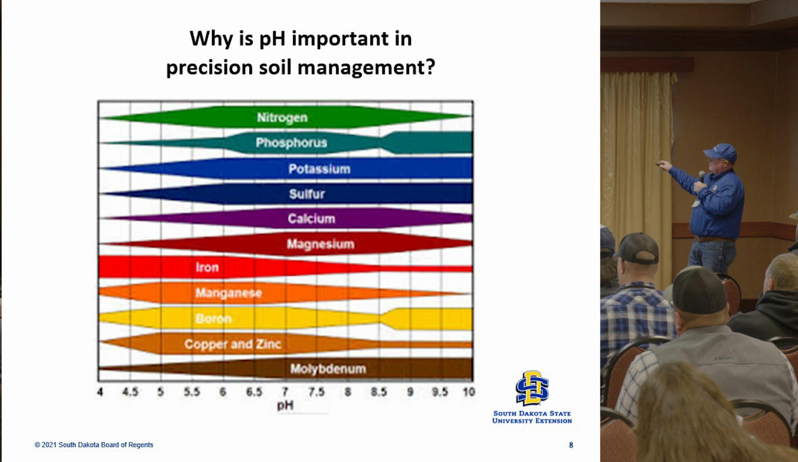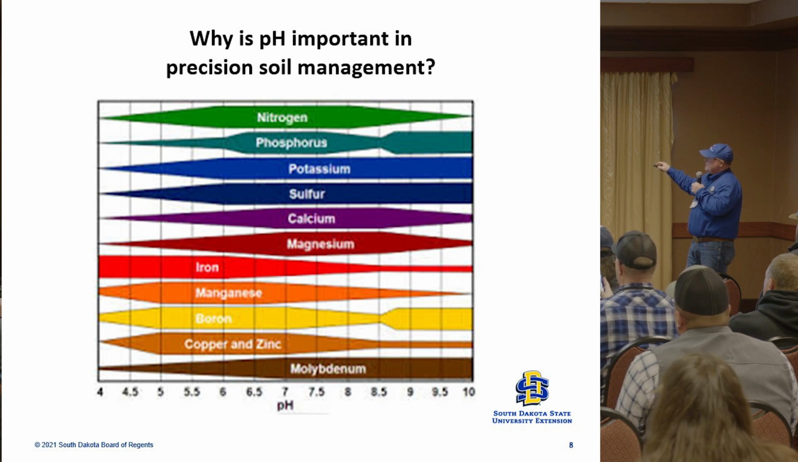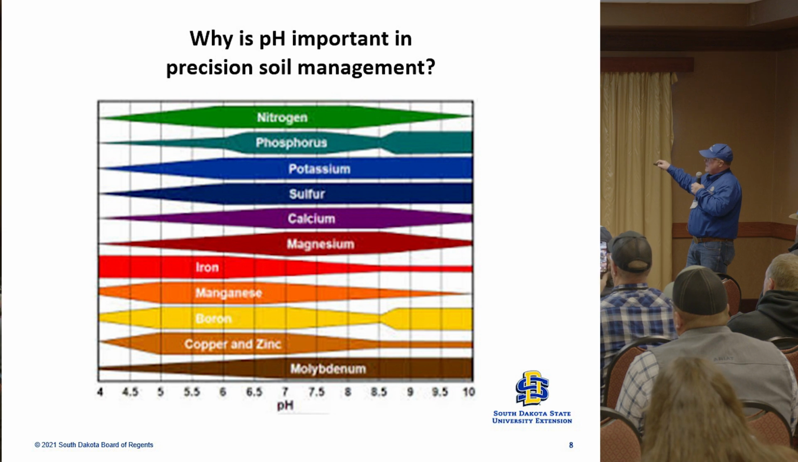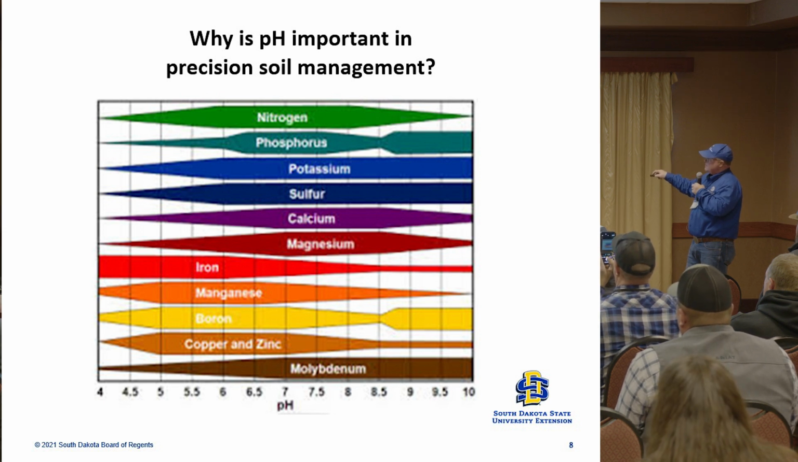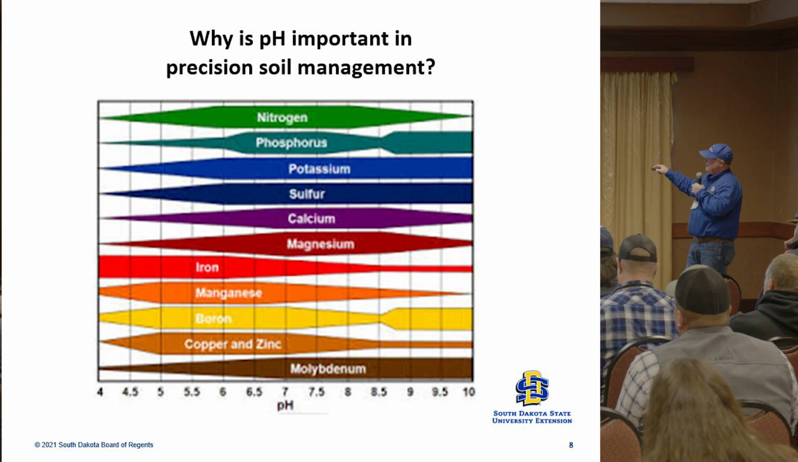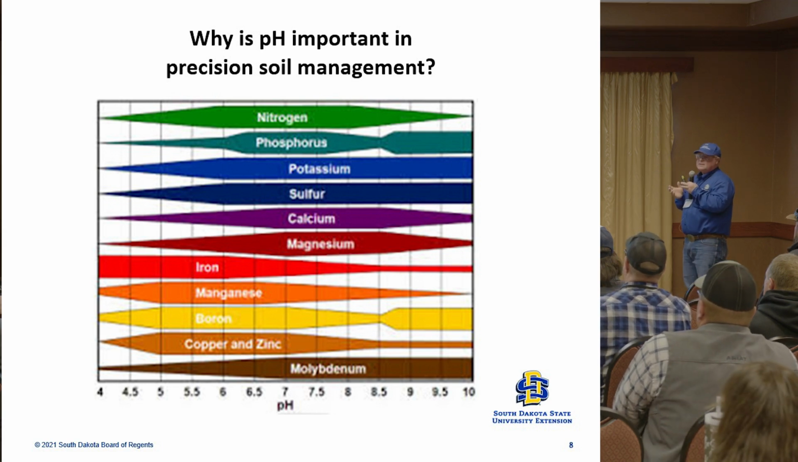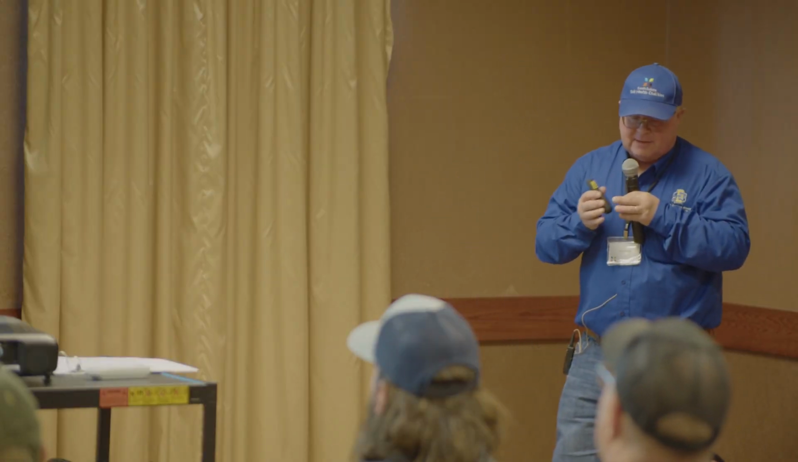Nitrogen is available across a wide range. There's a dip here for phosphorus at about 8.5, and it becomes more available as you get down in that 6 range. Potassium's kind of not affected, sulfur, and so forth, on down the line. So it does matter, and I have some data later that will prove this point out pretty clearly.